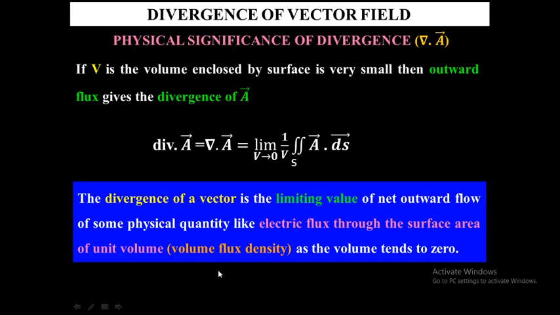And we know that the volume flux density is a scalar quantity. So the divergence of a vector field is a scalar, or scalar field. This is the physical significance of divergence. So today we have seen the meaning of divergence and its physical significance.